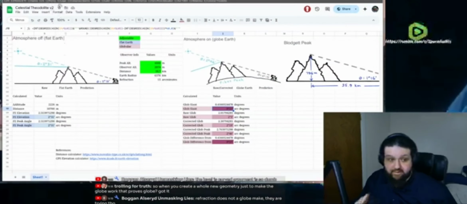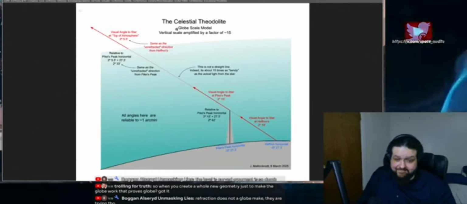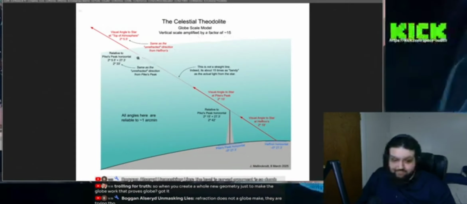So, okay, John. So if you put the observer on Pikes Peak and you take off atmospheric refraction, what happens? Well, things change a little bit.